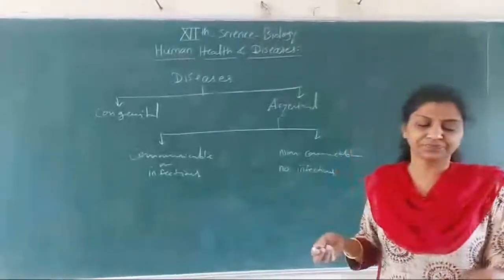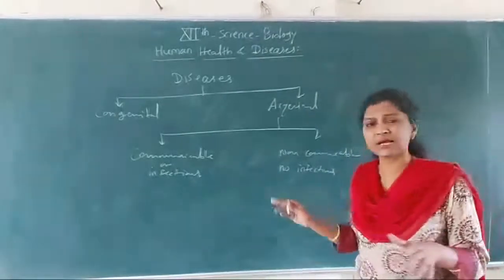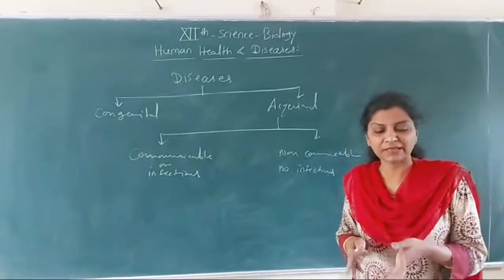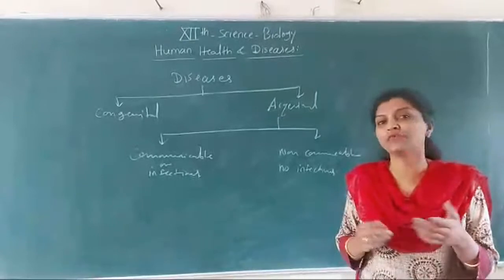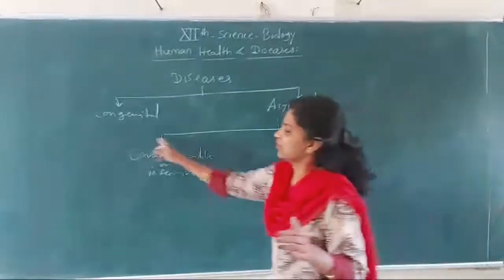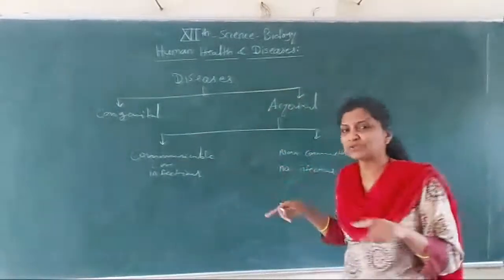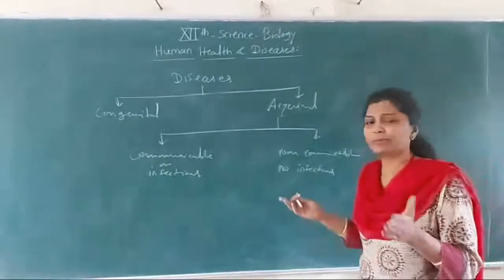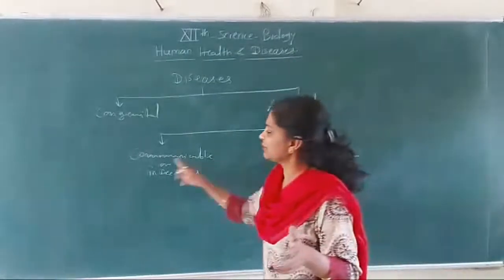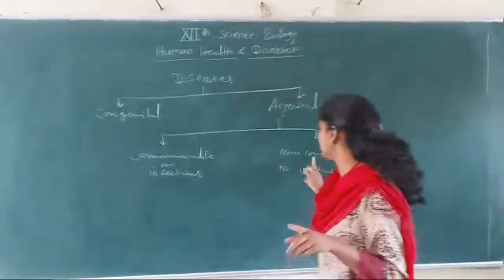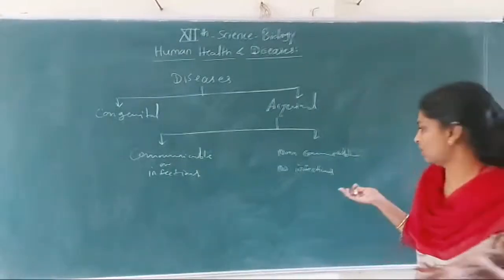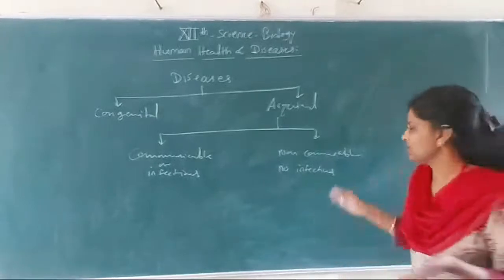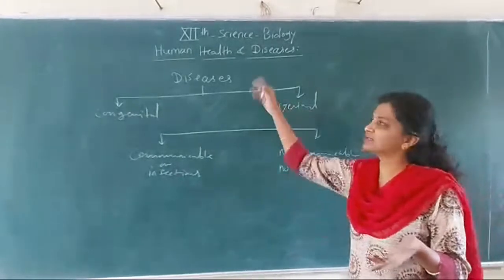And the cause: these are caused by different types of pathogens like viruses, bacteria, fungi, helminths or worms. So the reason for these communicable diseases is pathogens, different types of pathogens. Viruses, bacteria, worms and fungi are the pathogens that cause these diseases. They are called communicable or infectious diseases. And second is non-communicable or non-infectious. So these are not contagious diseases. So those are the two types of acquired diseases.